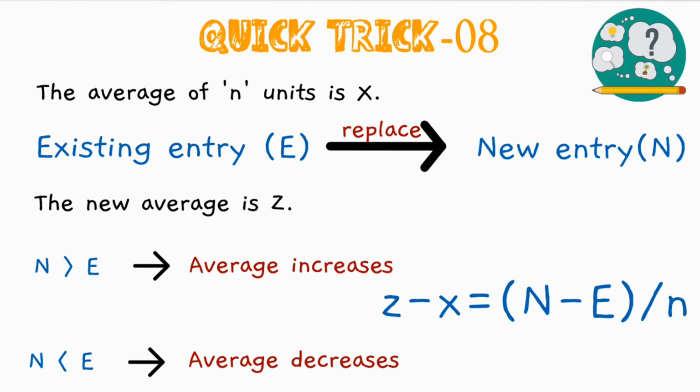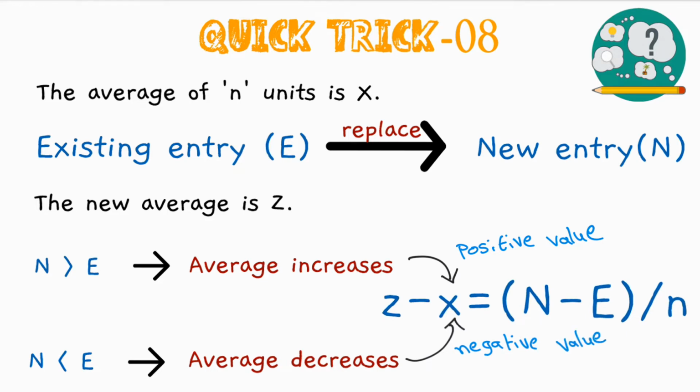Right. Here, you just observe this expression z minus x is equal to n minus e over small n. If this is a positive value, then this expression belongs to first case. Here, a positive value of z minus x belongs to first case, and a negative value of z minus x belongs to second case. Negative value of this difference gives your second case.